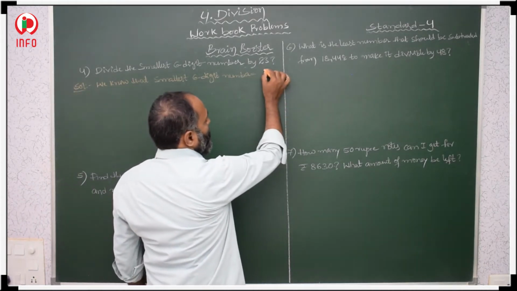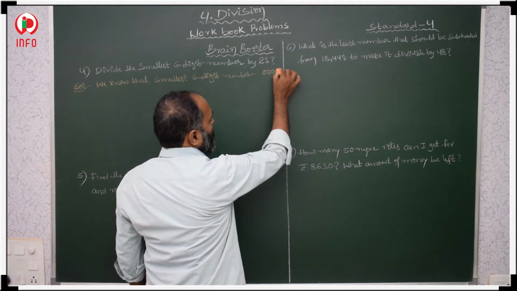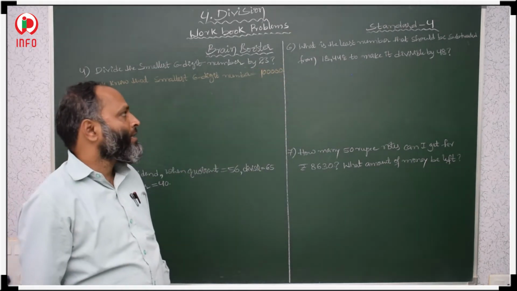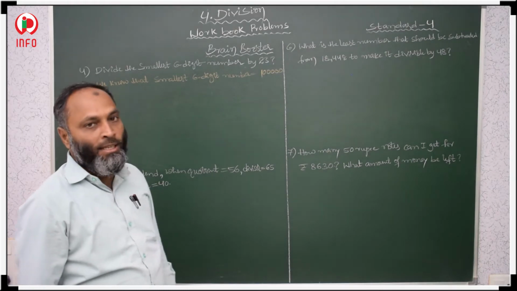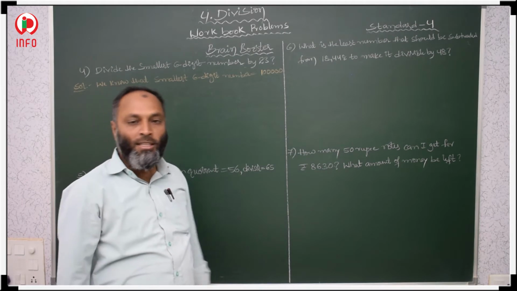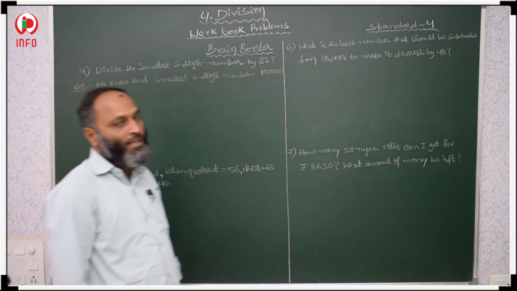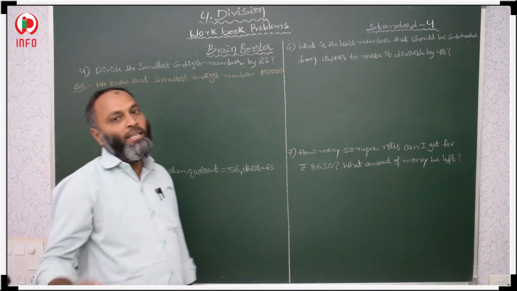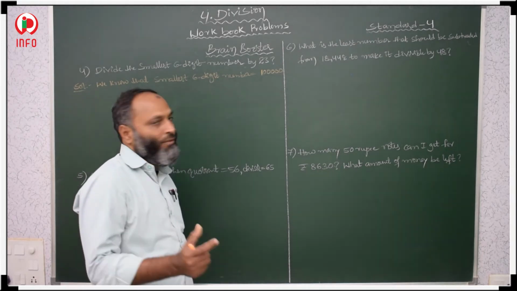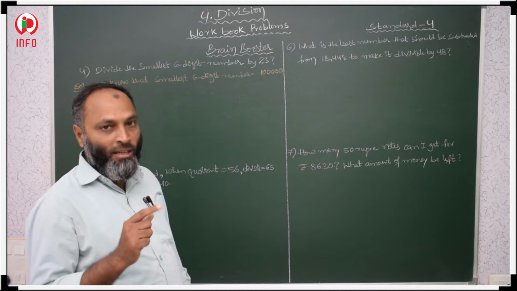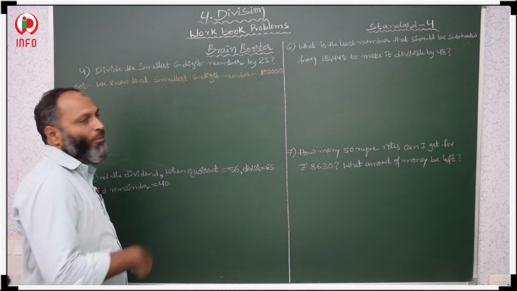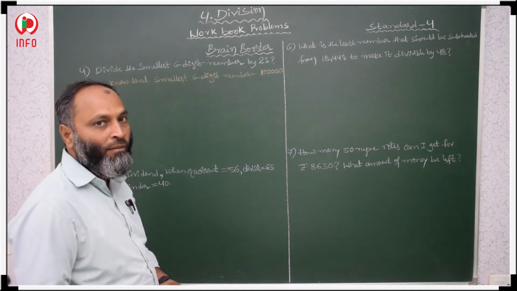We have to take 5 zeros: 1, 2, 3, 4, 5. Then after that, this is the smallest 6-digit number. So we keep 5 zeros and after that 1. Whether 7-digit, 8-digit, 9-digit, 10-digit, whatever is given, if 10-digit is given, we keep 9 zeros and after that 1. That is the smallest. So in that way we find it, based on how many digits are given.